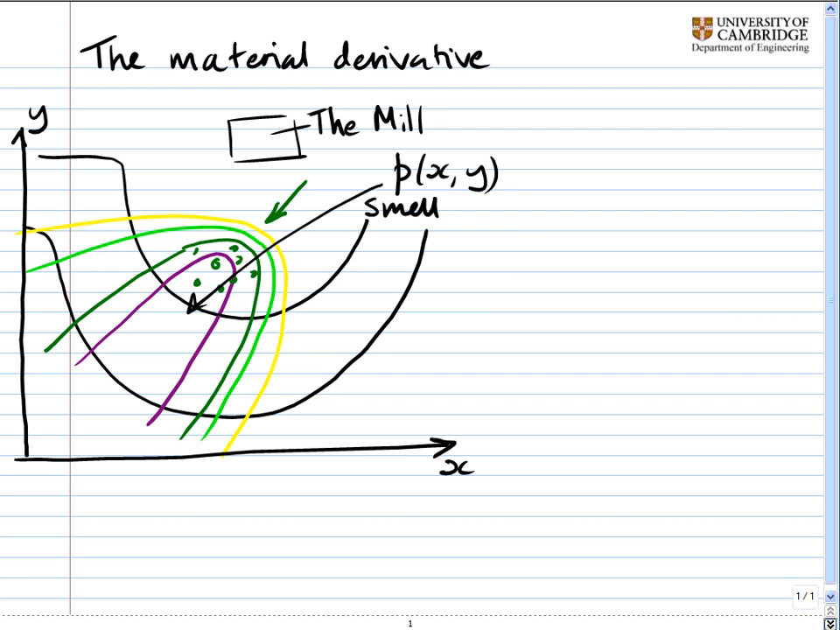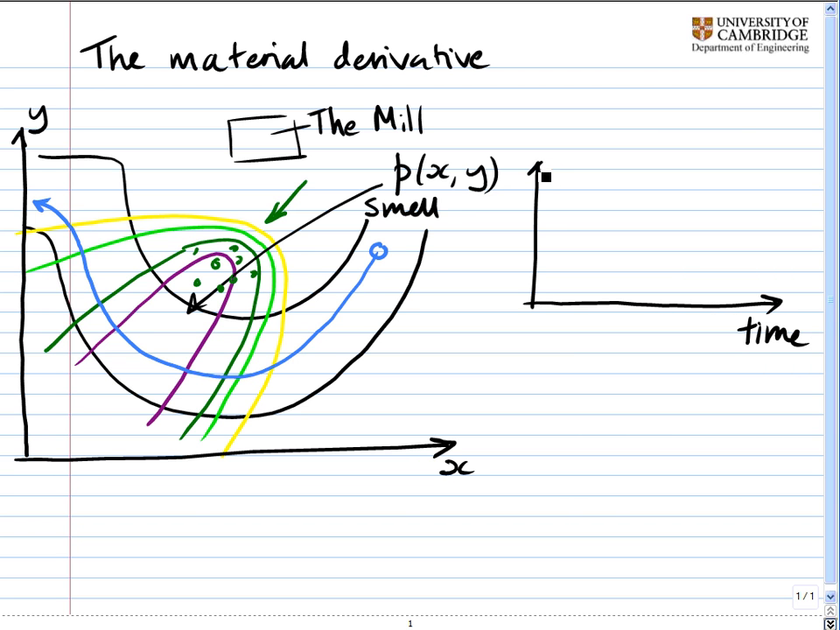Now let's say that you get into your punt and you start upstream and you just let the punt drift with the flow in the river downstream. So let's say you trace out this path until you go underneath the bridge by Queens. And let's draw on the right here the smell that you experience as a function of time.